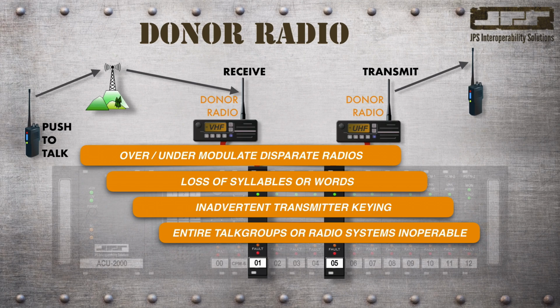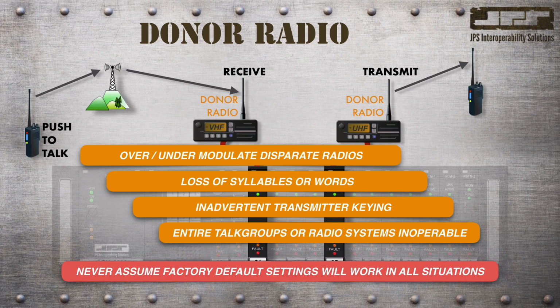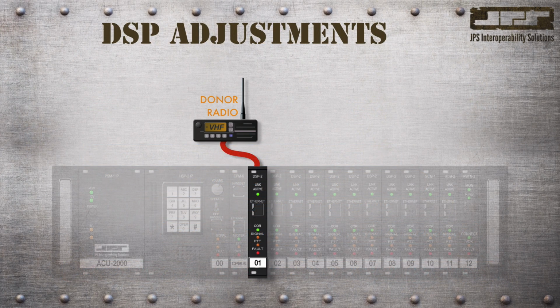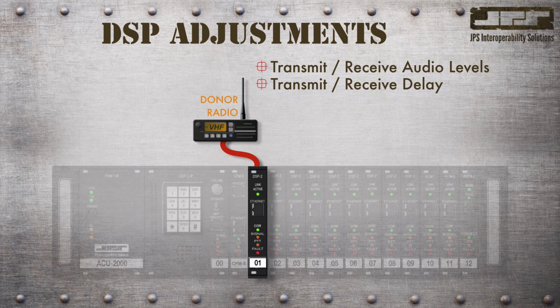And during mission-critical operations, any interoperable gateway, if not properly configured or deployed, can incapacitate an entire radio or telephony system. And never assume that the factory default settings will work under any circumstance. The adjustments that will be made at the DSP level will compensate for transmit and receive audio levels, which can prevent over and undermodulating disparate systems, processes associated with the radio environment and the ACU gateway. But for the most part, these adjustments will compensate for the functional differences between radio environments.